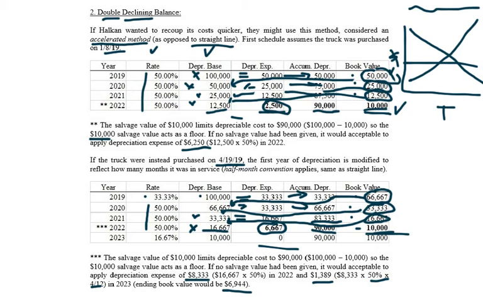Okay, so that takes care of double declining balance method. There's one more method up, and that blank screen you've seen a couple of times, it will be filled up in just a moment.